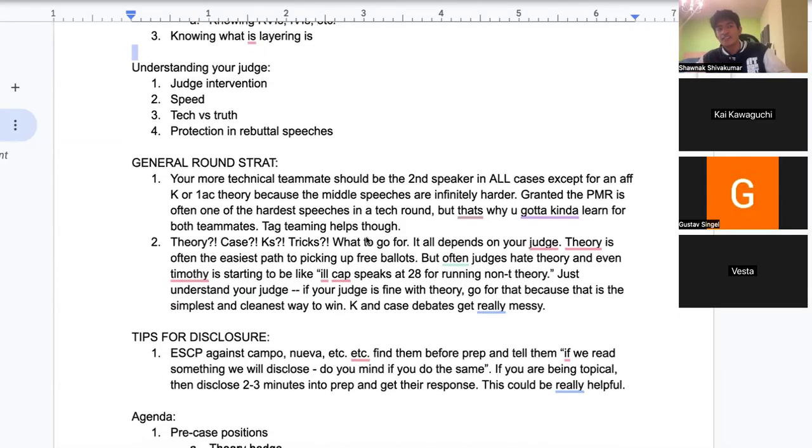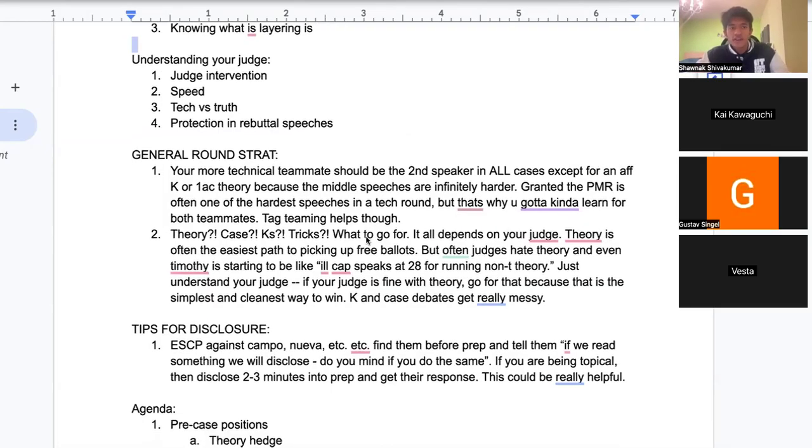So now it's some new stuff, some stuff that you guys already know. First thing is understanding your judge, and this happens when you get your pairing. You obviously get the paradigm. When you're reading the paradigm, there are a couple of things you want to take note of. The first is how much the judge is intervening, or how much the judge likes certain arguments.